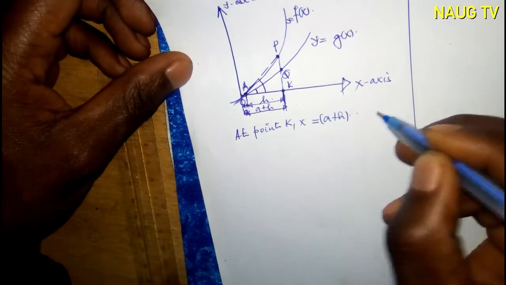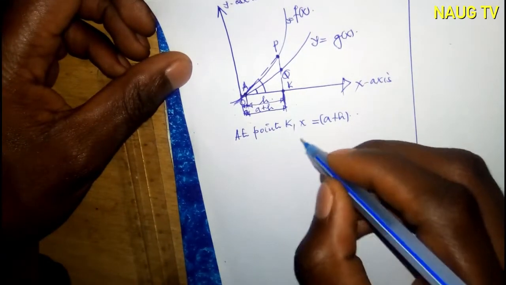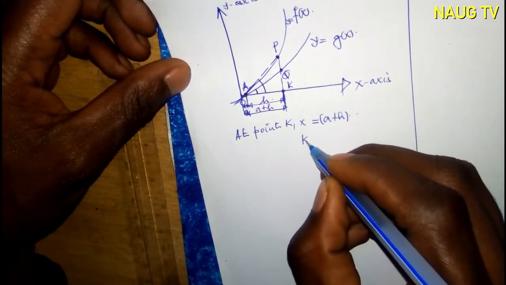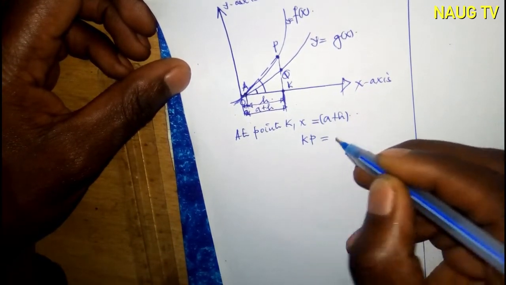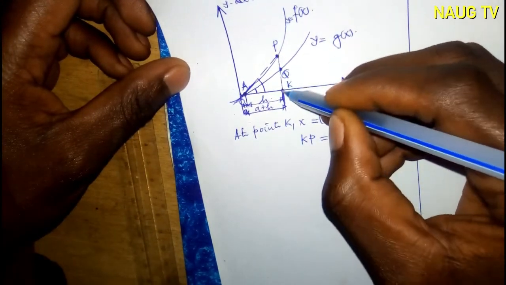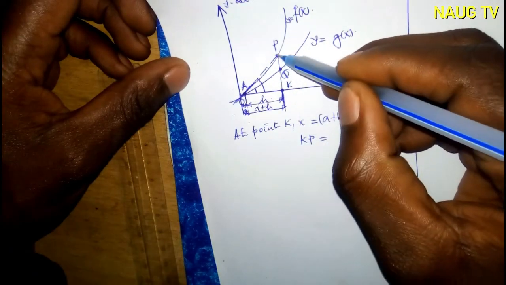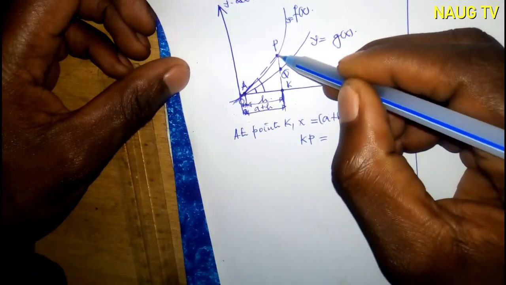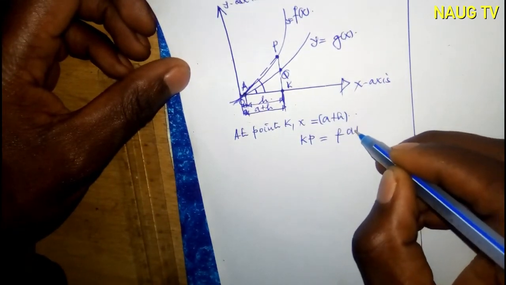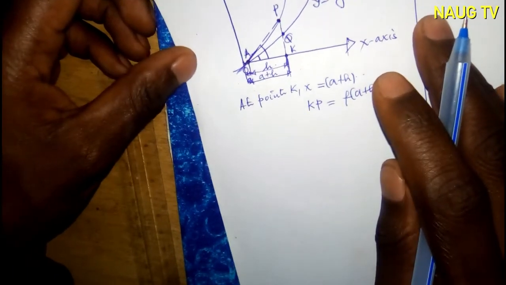Okay, now the distance KP, this one. From here, the distance PK here would be equal to f of a plus h. Okay, right.